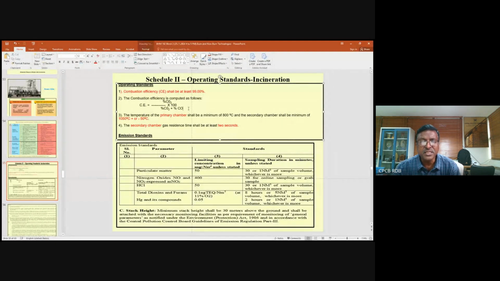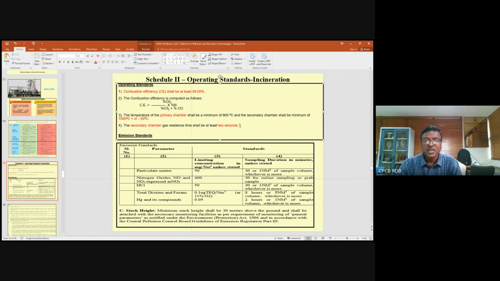Please kindly remember this. In order to achieve the proper standards for incineration, the combustion efficiency should be 99%. In the primary chamber, you have to maintain a minimum of 800 degrees centigrade. Please kindly remember these figures. In the secondary chamber, you have to maintain 1050 plus or minus 50, that is, 1000 to 1100 degrees centigrade, and the residence time should not be less than 2 seconds.